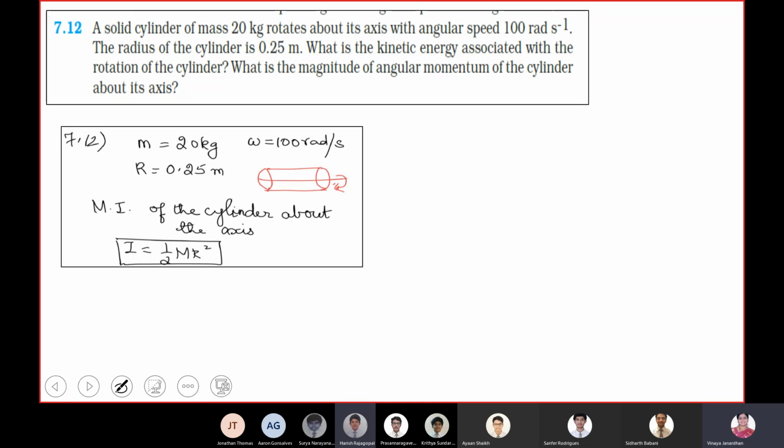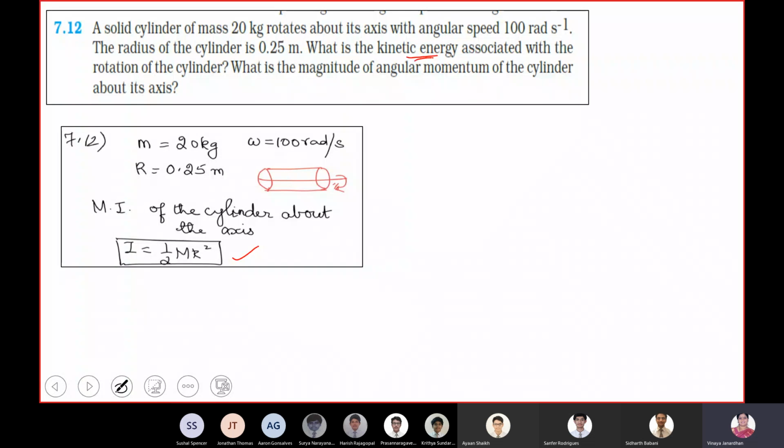A solid cylinder rotating about its own axis. The moment of inertia is I is equal to half mr square. So what you do is, boys, whenever you are solving a numerical, keep a paper or any notebook so that you immediately note down the formulas. These are the things which you have to learn by heart. I is equal to half mr squared.